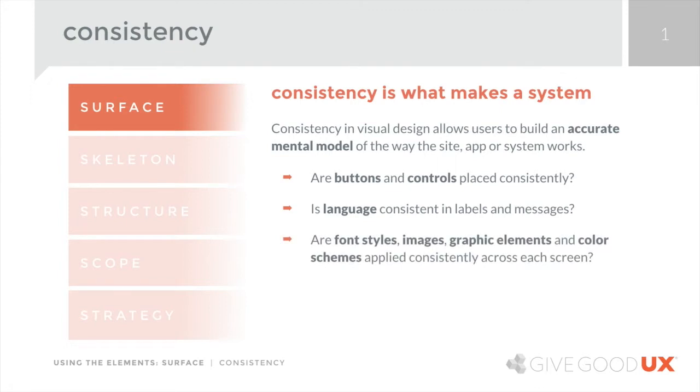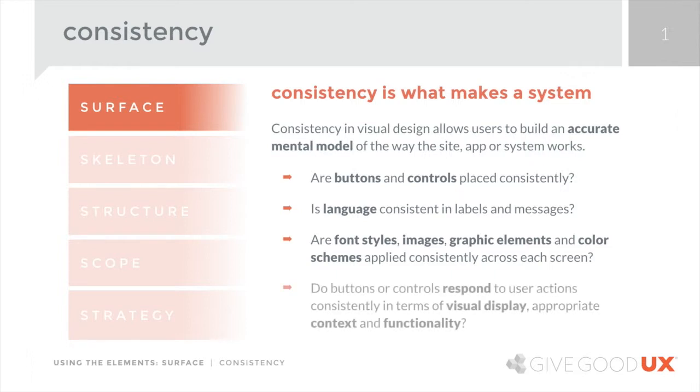Are font styles, images, graphic elements, color schemes all applied consistently across each screen? If we're using certain fonts for headlines, subheads, and body text, are we repeating that on every screen? Are we using the same kind of elements on each page? Are buttons and controls displayed consistently? Do they graphically look the same? Is your primary action always treated the same way? Is it always a big red button? Or do we get to screen 3 and all of a sudden my primary action is an orange circle? That's consistency. It's got to look the same as it did the last time I experienced it, so that I automatically recognize what it is and what I'm supposed to do with it.